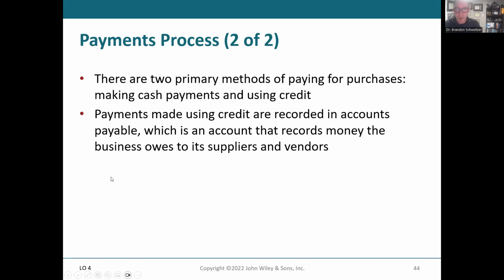There are two primary methods for paying for purchases. One, of course, is to make a cash payment. The other is through accounts payable, also known as credit. Credit is recorded on accounts payable, as you know, and that just means that we've received the bill but have not yet paid it.